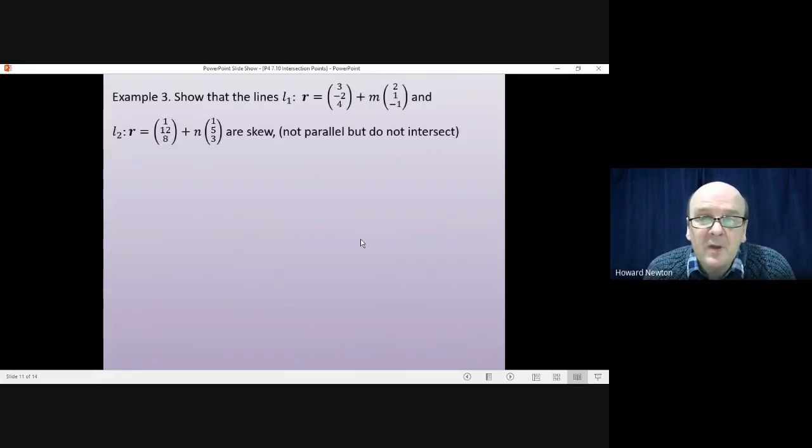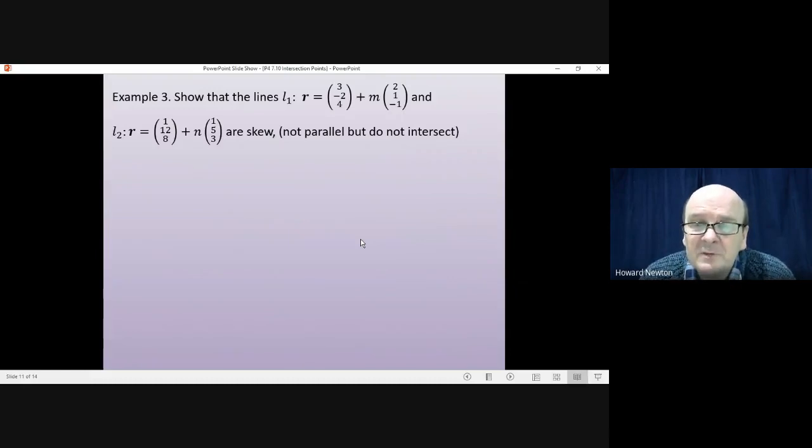And example 3, show that the lines L1 and L2 are skew lines. Now, to prove that they're skew lines, I need to show that they're not parallel to each other. I also need to show that they do not intersect each other. So first of all, I'll need to consider the direction of the lines, and then I'll need to consider what the intersection point would be if they did intersect.